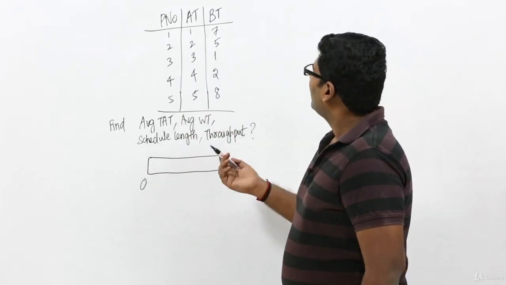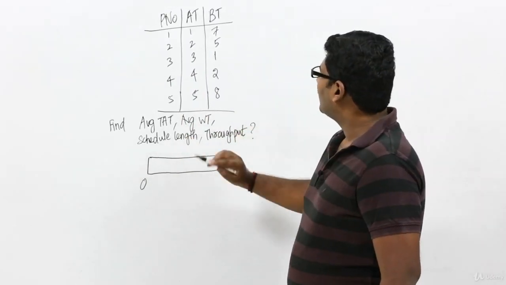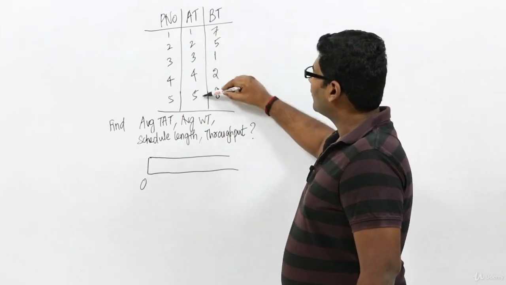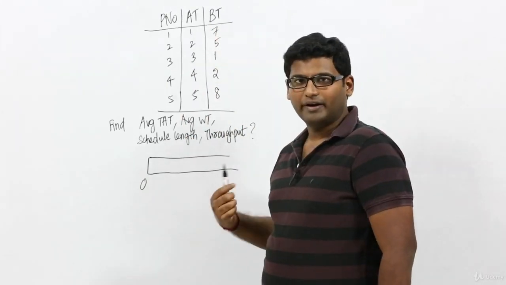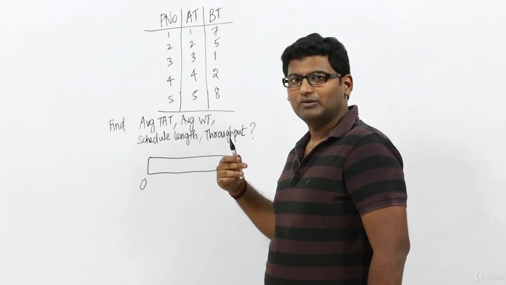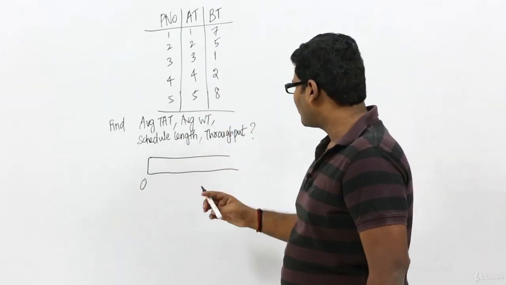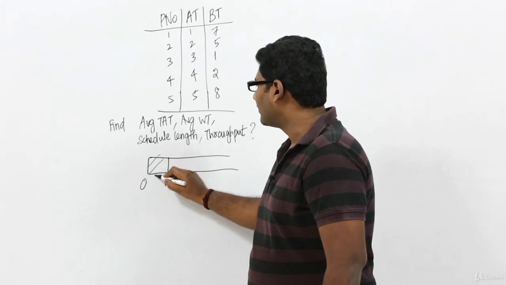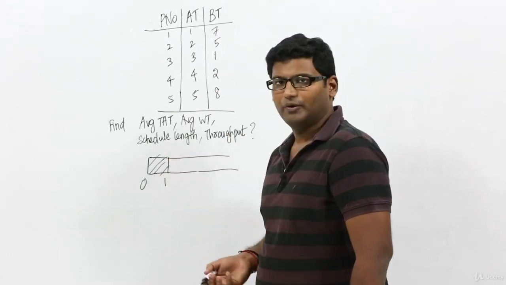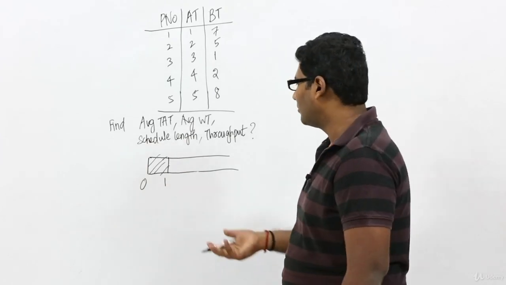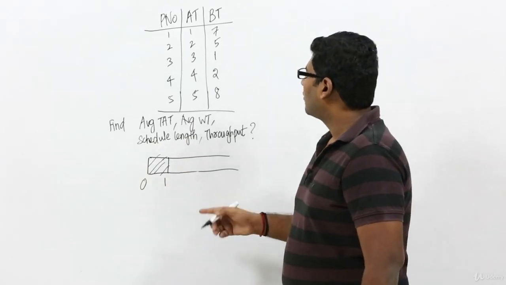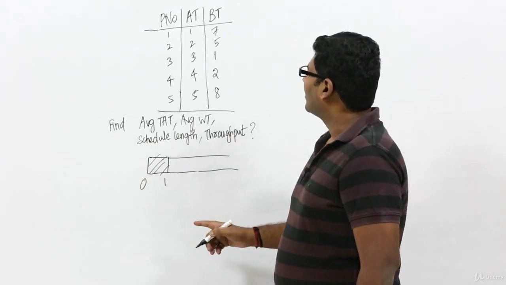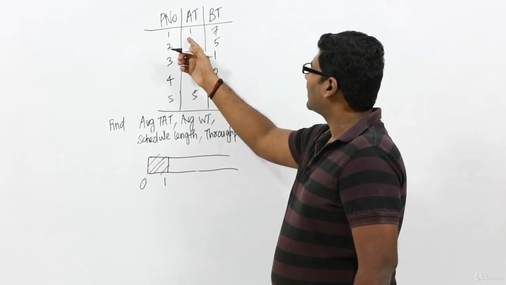Now, at time unit 0, no process has arrived to the ready queue, which means no process has come into the main memory. So from 0 to 1, our CPU will be idle, which means our CPU will not execute any instruction. Now at time unit 1, only process P1 has arrived.